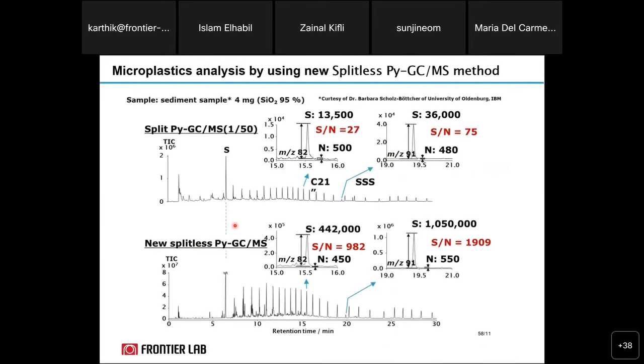To confirm this for the analysis of a polymer, we have taken one of our environmental samples. What we are trying to show in this slide is the improvement in sensitivity with the cryotrap. Secondly, when you do the split analysis with 1 to 50, your signal to noise ratio is 27 and 75. With the splitless, it is almost 50 times more. This is what the splitless analysis will do for you. That means you are able to do very low level analysis of microplastics.